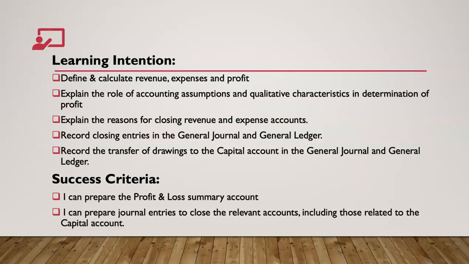And guys, that is a complicated process of how to close our general ledger accounts. Well done. Hopefully by now you have got an understanding and can tick off the 3 learning intentions of this video: how to close revenue and the reasons for closing revenue and expense accounts. You know how to do the closing entries in a general journal and general ledger, including the profit and loss summary account. And you can also record the transfer of drawings in the capital account along with the recognition of the profit or loss.